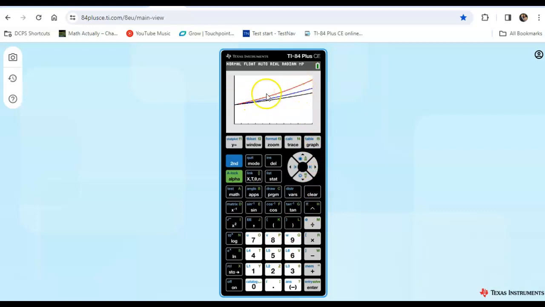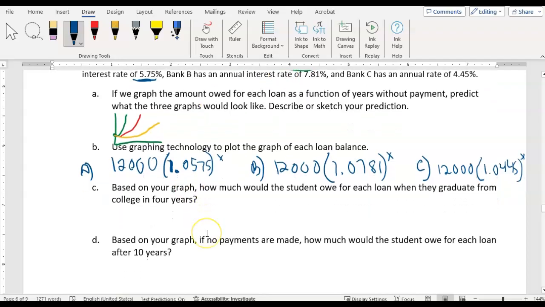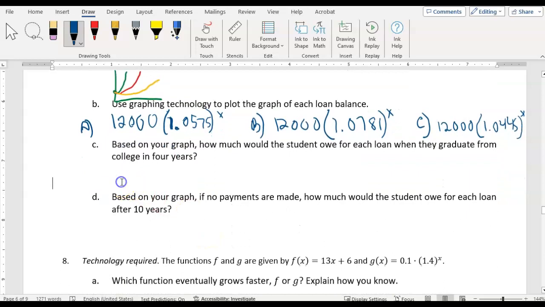Okay, so now I can see all three of my graphs. So that actually worked out pretty nicely. And so now what I'm going to do is go to the second table, and look at what it looks like for each one for the years. So after the 4th year, it looks like the second one is already greatest at 16,211.